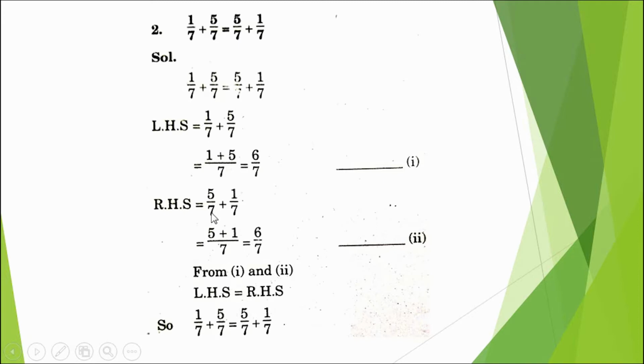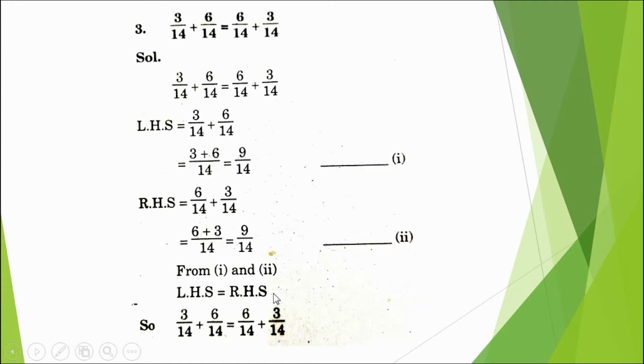Now the denominators are the same in all values, we write 7 once, 5 plus 1 comes as it is. Now when we add 1 and 5, the answer will be 6 over 7. The right hand side is equal to 6 over 7. Now left hand side is 6 over 7 and right hand side is also 6 over 7. Therefore left hand side is equal to right hand side.